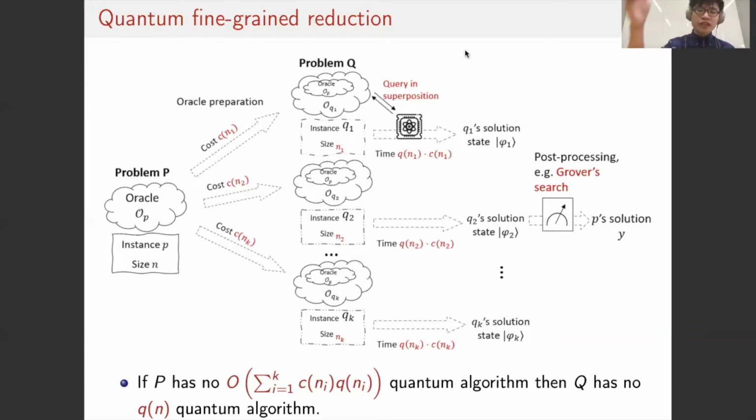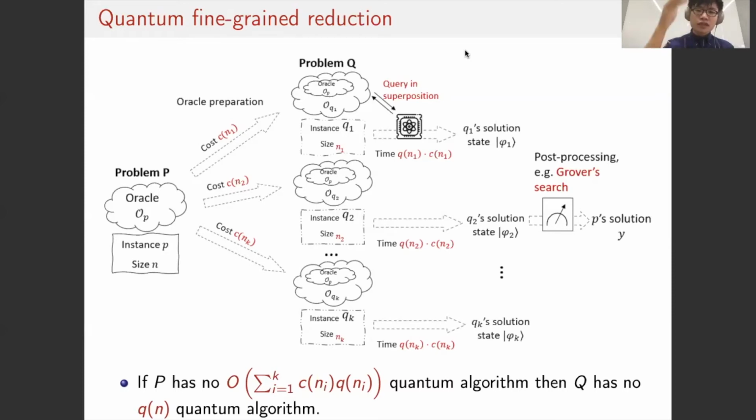We still construct k instances of problem Q like the classical reduction does. However, this time, we don't actually write down all of the input data of these k instances. Instead, we implement k oracles that can simulate the input oracles of these k instances. When the quantum algorithm tries to solve the k instances, it may query some input data. For each query, our oracle can just simulate the input oracle and compute the answer on the fly in time, say, n_i for the ith instance.